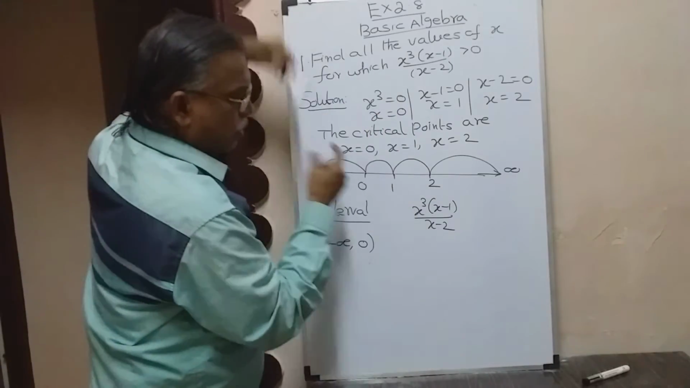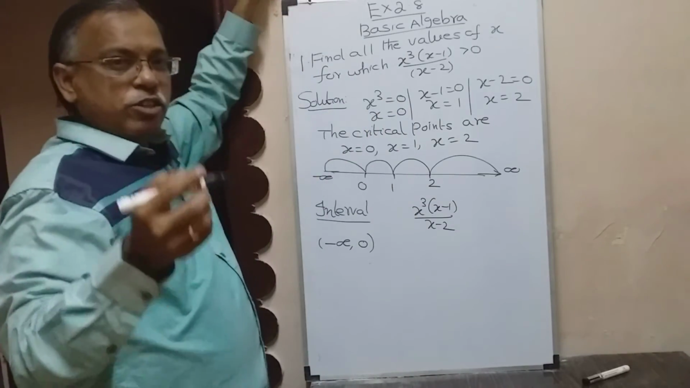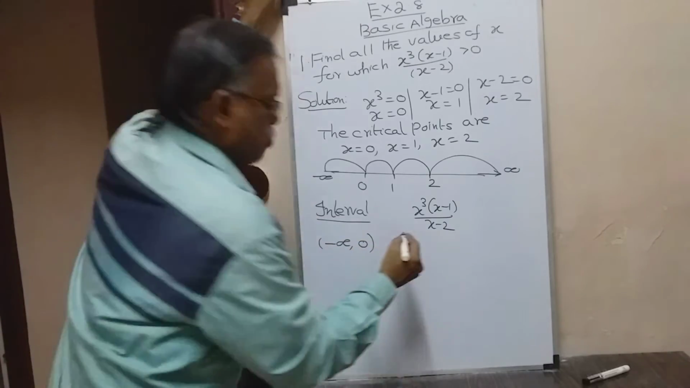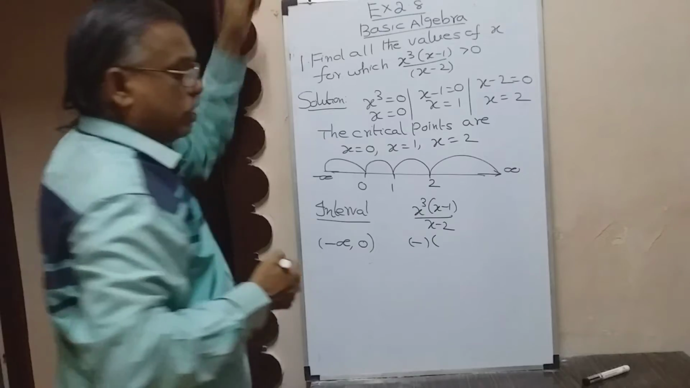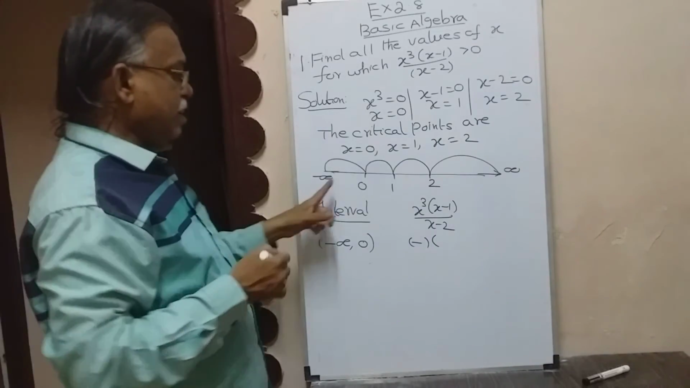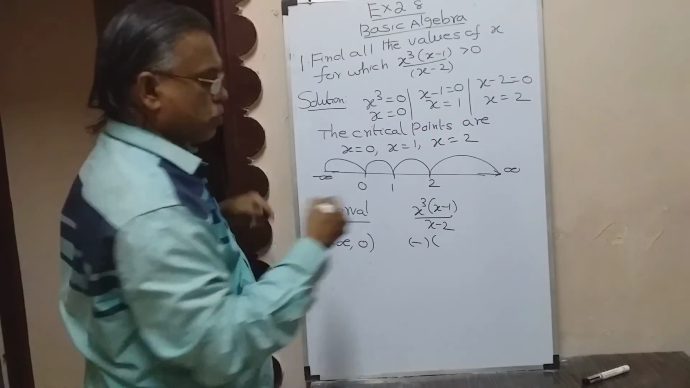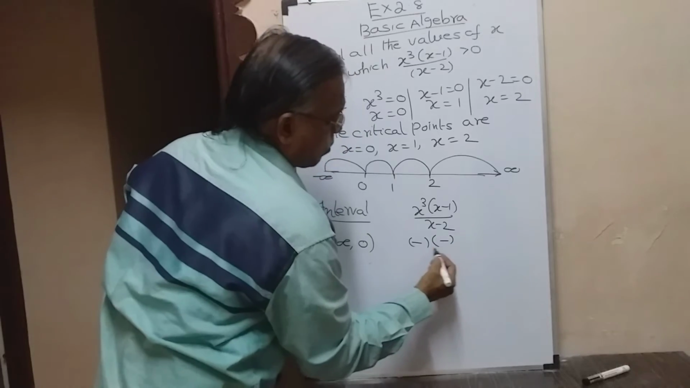So here, -1 the whole cube: -1 into -1 into -1, so -1. So it is negative. Next, what about x minus 1? For x we are taking -1, so -1 minus 1 is -2. So that also is negative.